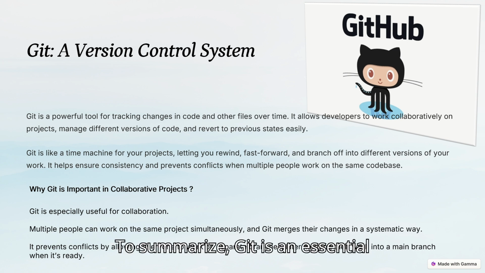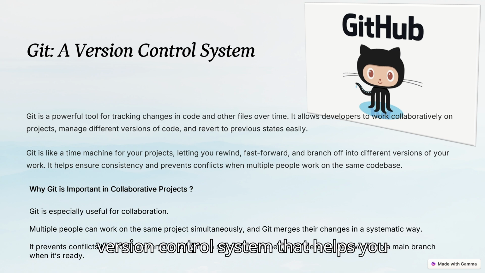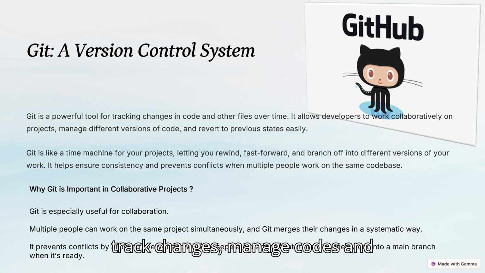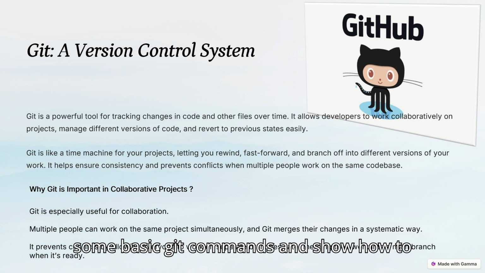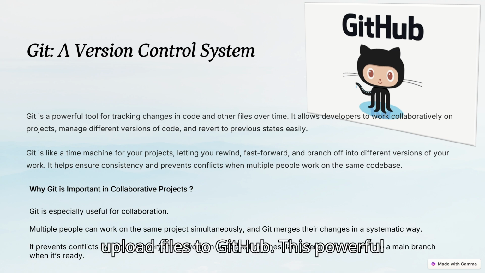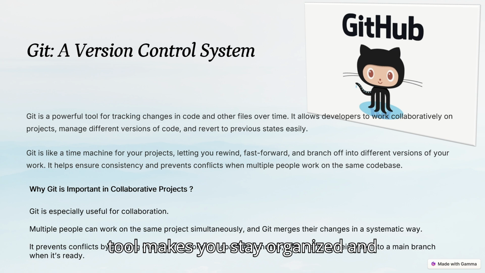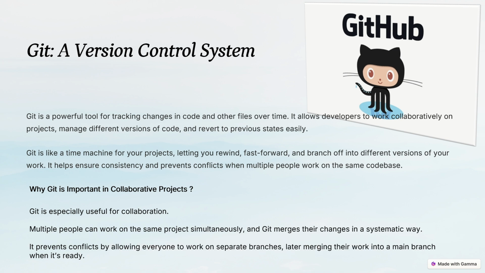To summarize, Git is an essential version control system that helps you track changes, manage code, and collaborate with others. We went through some basic Git commands and saw how to upload files to GitHub. This powerful tool helps you stay organized and ensures that your project is always under control.